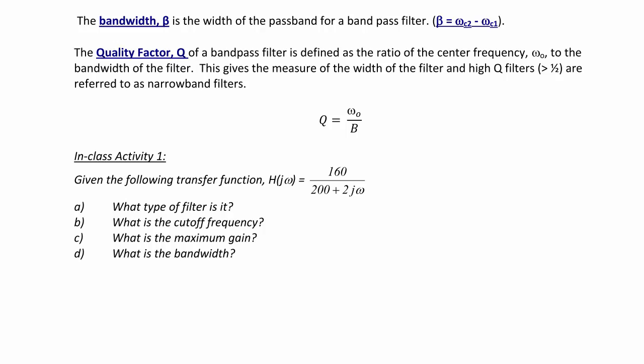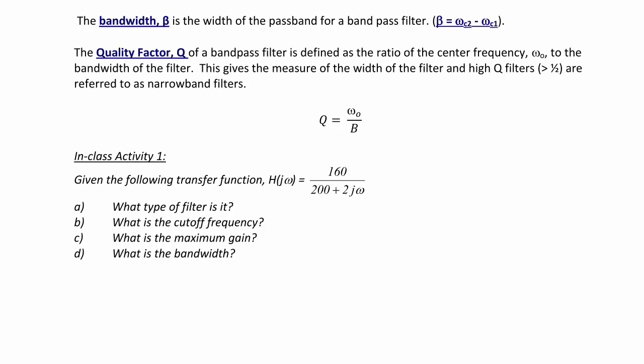The quality factor Q of a band pass filter is defined as the ratio of the center frequency omega naught to the bandwidth of the filter. This gives the measure of the width of the filter, and a high Q filter, greater than 1/2, is referred to as a narrow band filter. So Q is equal to omega naught over beta.